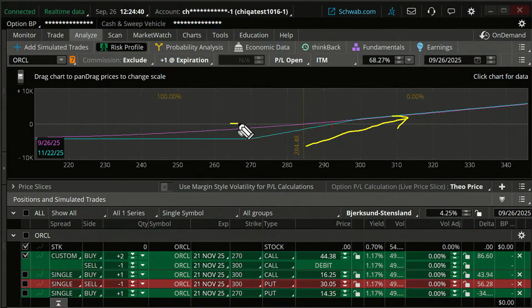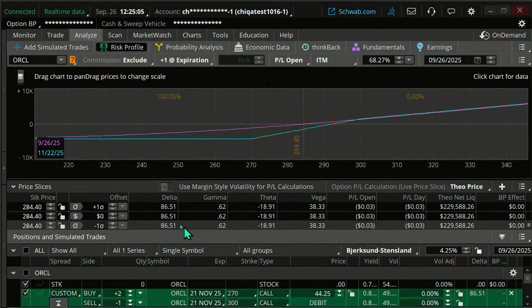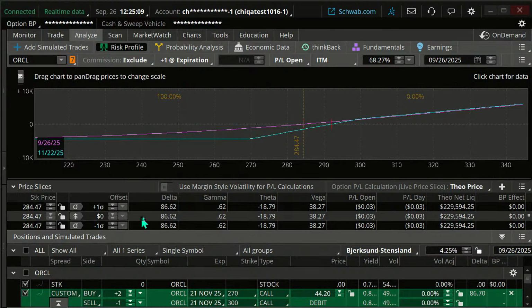It's the difference between our break even and right there. And as far as we can see on this graph, it seems like it's an unlimited potential gain the higher the stock goes up. So that's the first thing. We can also see for this trade, if we look at our price slices, you can see delta, this is just looking at the current price.